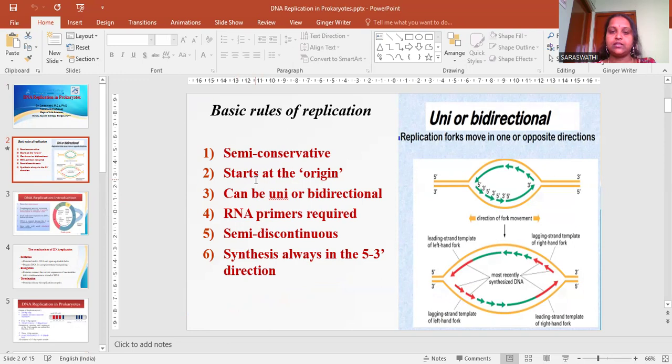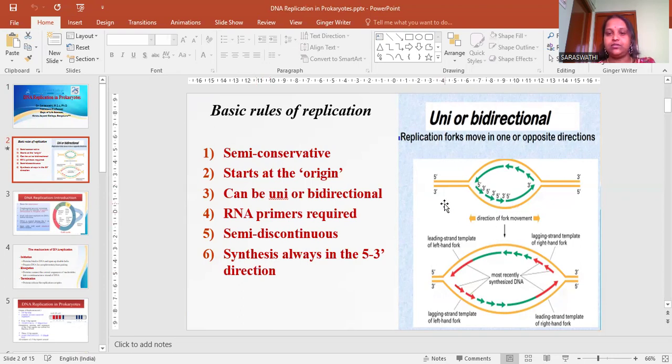It always starts at the origin. We'll consider it as the origin of replication, and it can be either unidirectional or bidirectional. DNA primers are required, and it is a semi-discontinuous kind of DNA replication. It is always synthesized in the 5' to 3' direction.